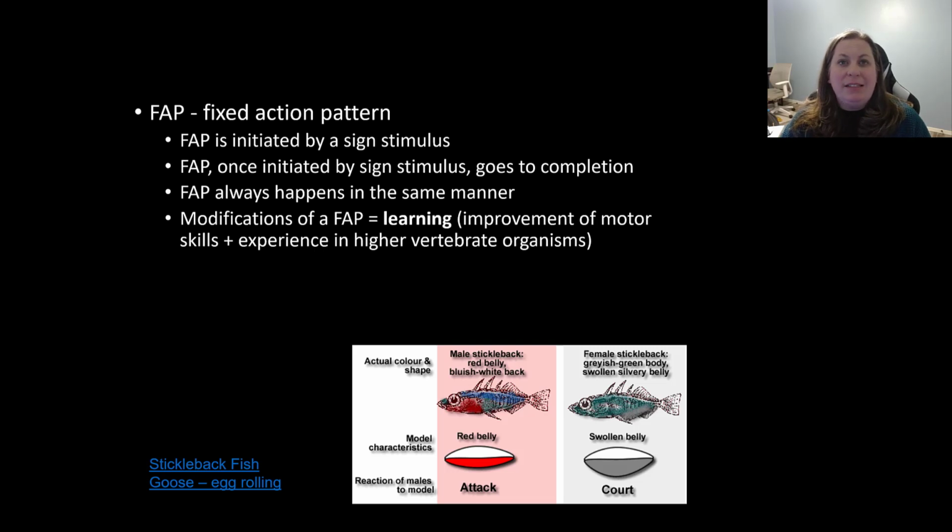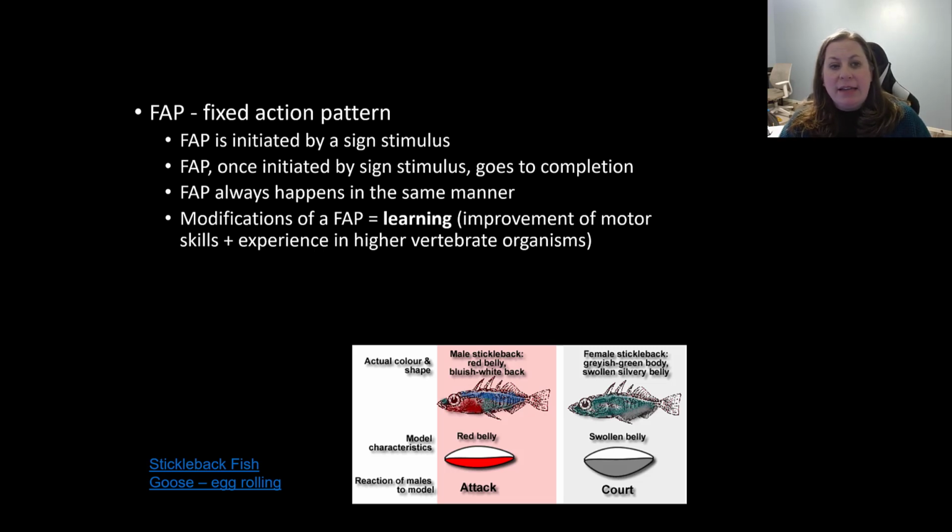FAPs always happen in the same manner. They do them the exact same way. Modifications of an FAP could change with learning, but it's going to be very simplified learning. And I'm going to show you a picture of this in a minute when we get to the first idea of learning. This normally happens though as the organism just learns how to control their motor skills better. And we do see this in some of your higher vertebrates like birds. That's the example I'm going to show you in a little bit.